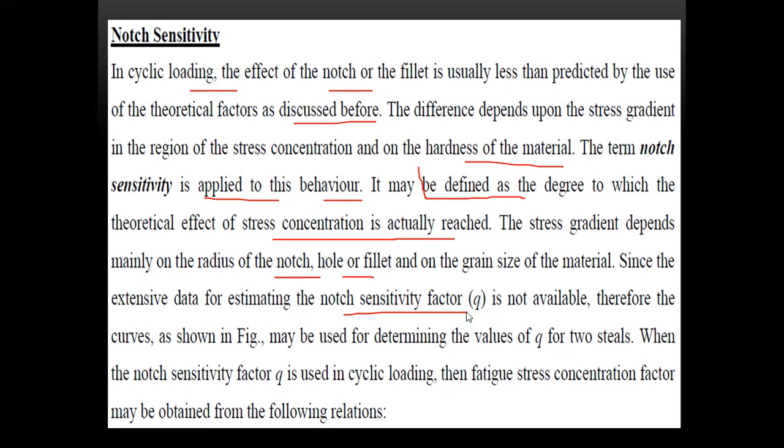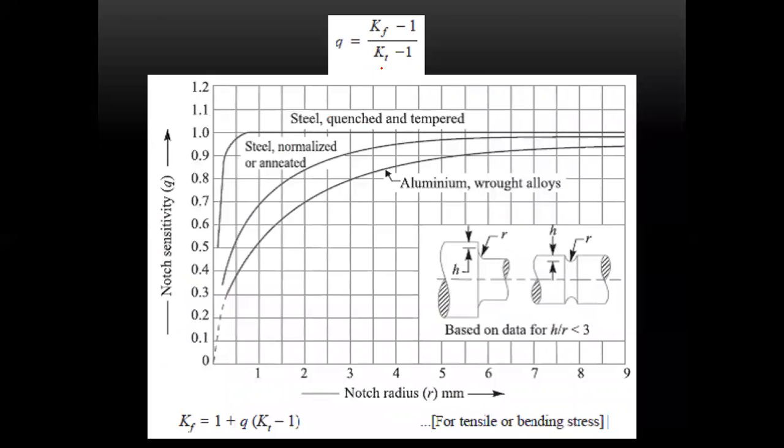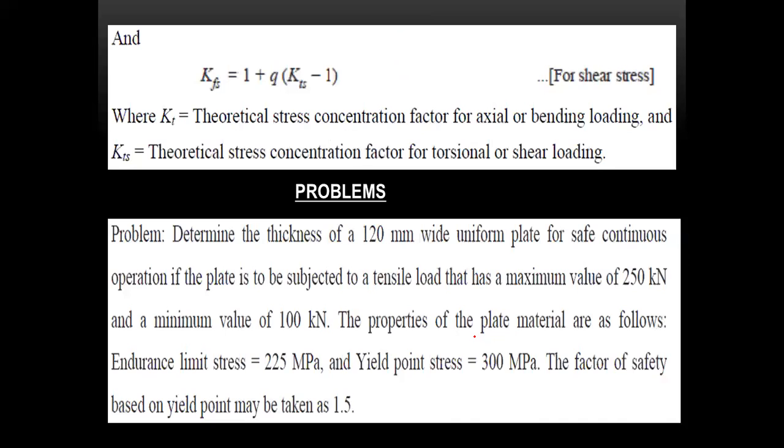Okay, so these are the various relations for stress concentration. q is equal to (Kf minus 1) by (Kt minus 1), right? For shear stress, Kfs is equal to 1 plus q (Kts minus 1). Where Kt is the theoretical stress concentration factor and Kts is the theoretical stress concentration factor for shear. Now, based upon all this data, we'll solve some of the problems.